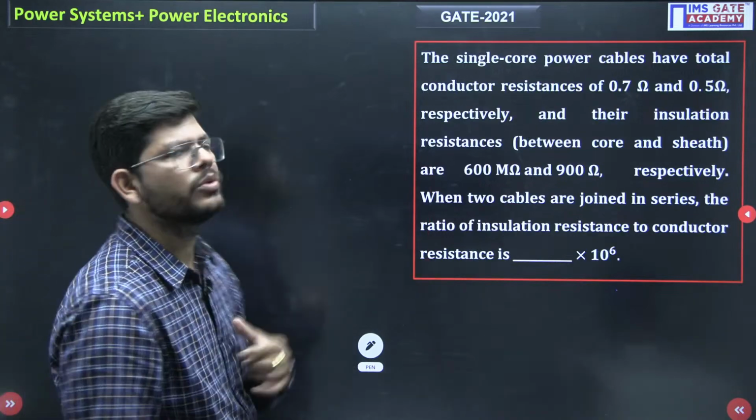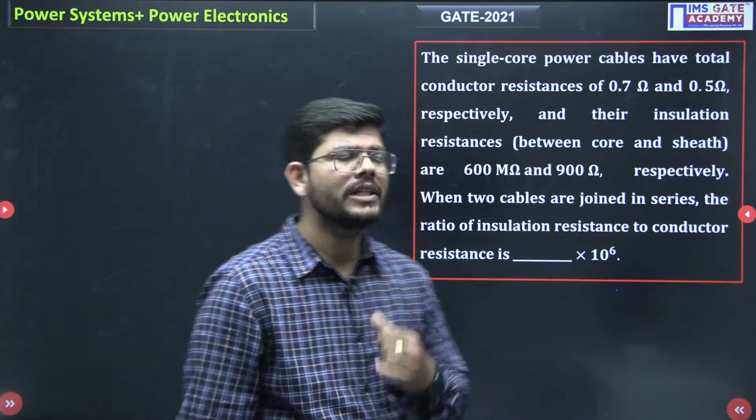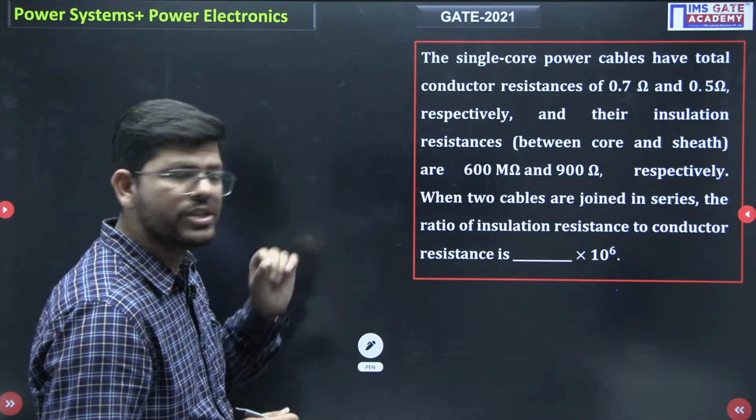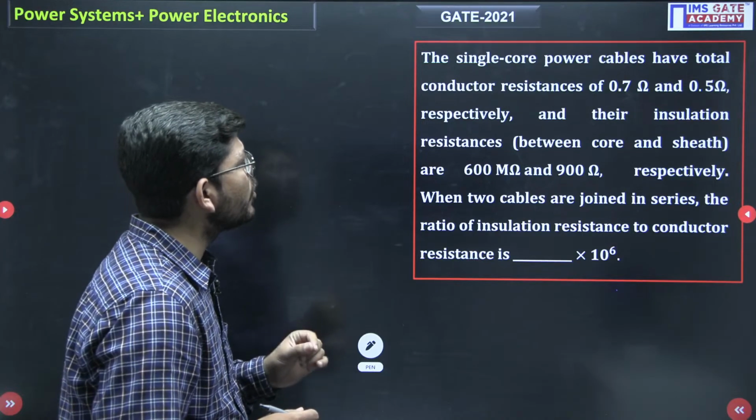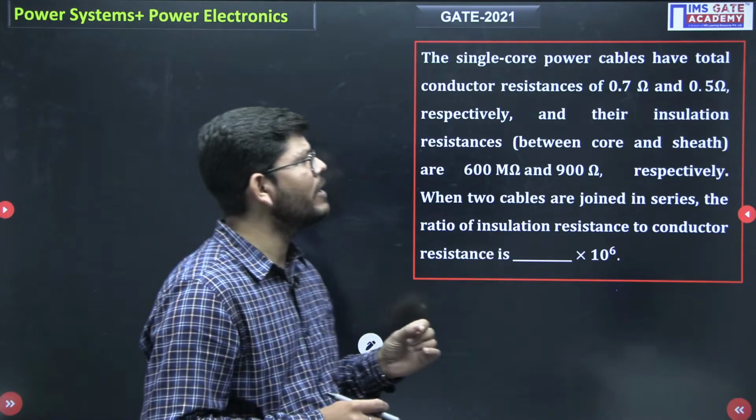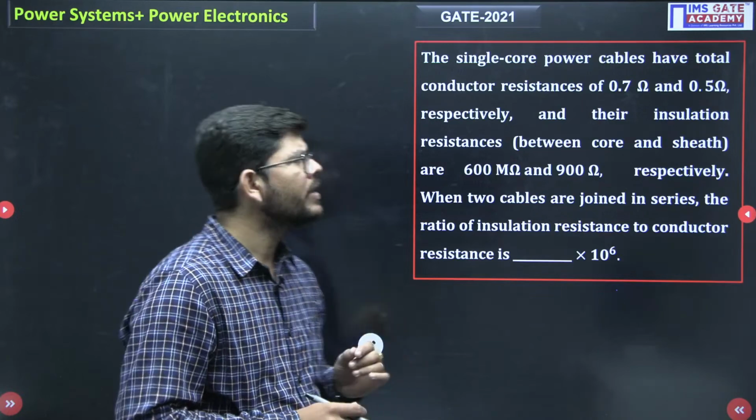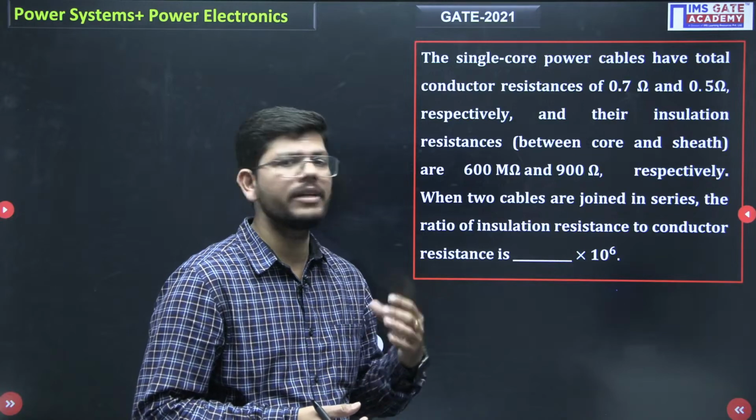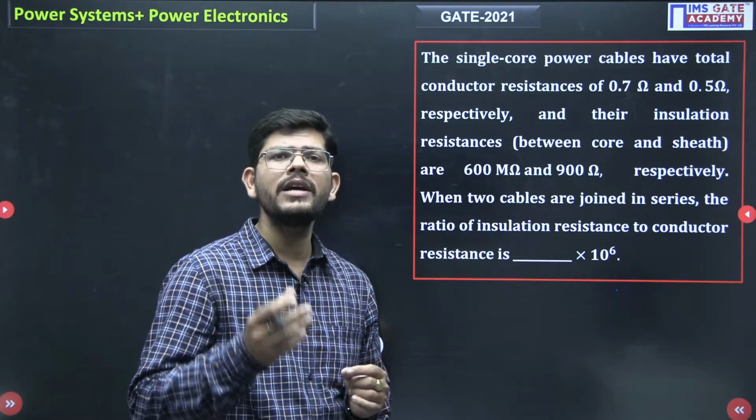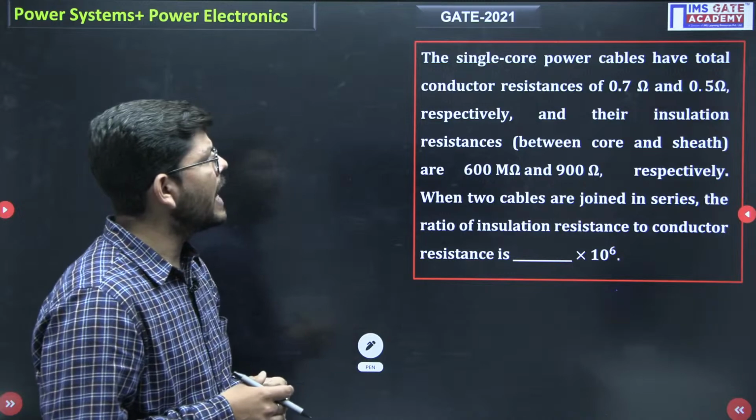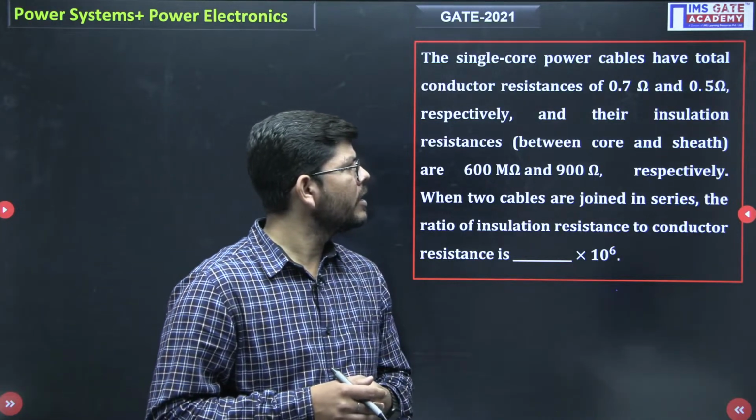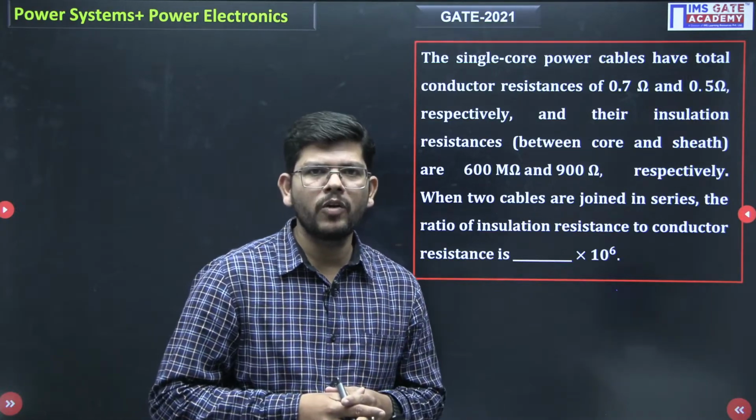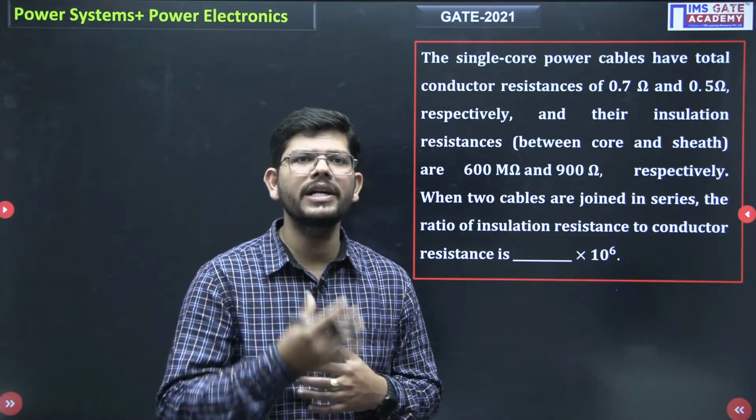Now coming to power system, just see this question and read with me. We have a single core power cable in this question, and it has a total conductor resistance of 0.7 ohm and 0.5 ohm. So they may be 2 different cables, each with different resistance of 0.7 ohm and 0.5 ohm, and their insulation resistance between core and sheath are 600 mega ohm and 900 mega ohm. So sheath resistance are different and conductor resistance are different.